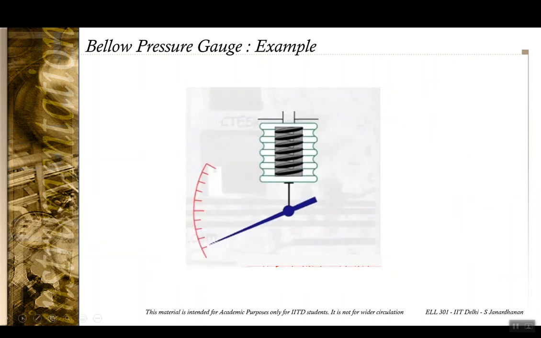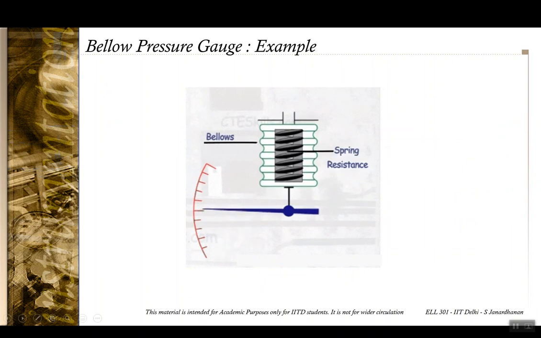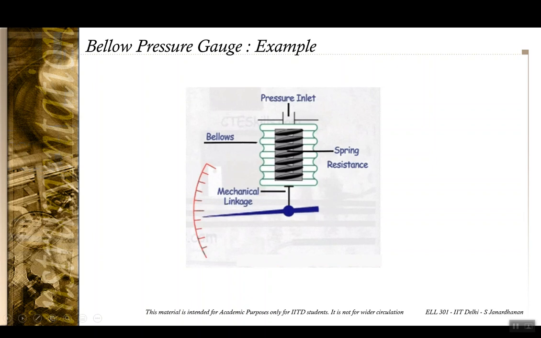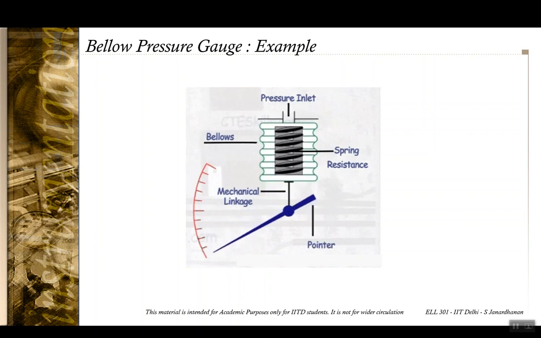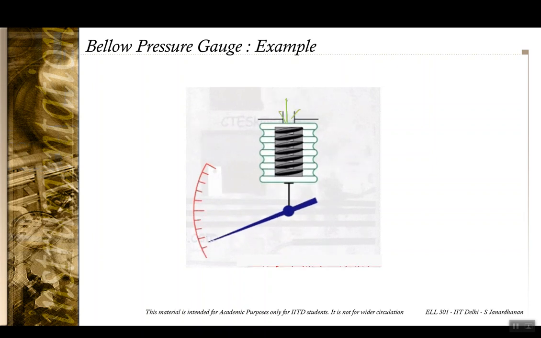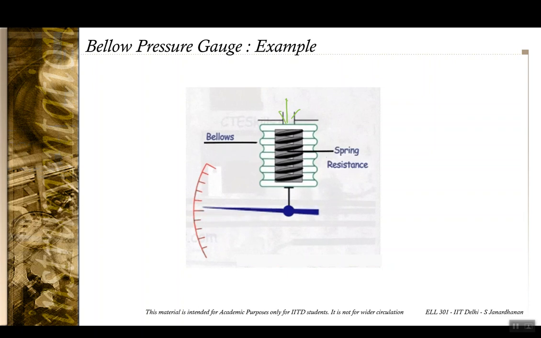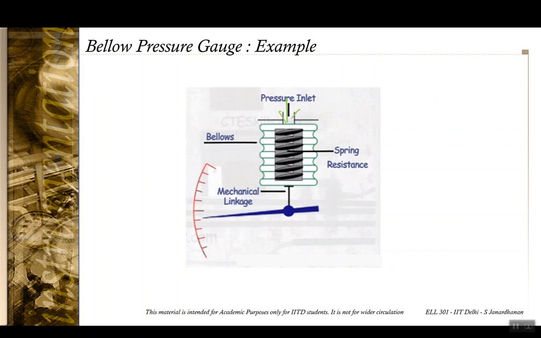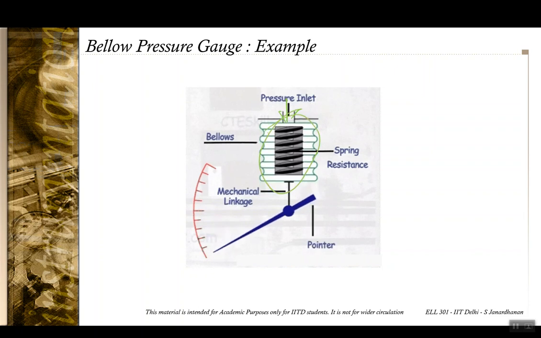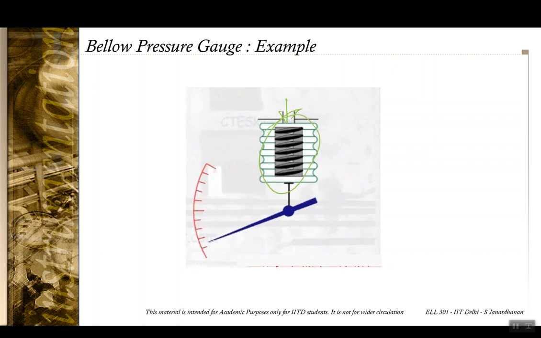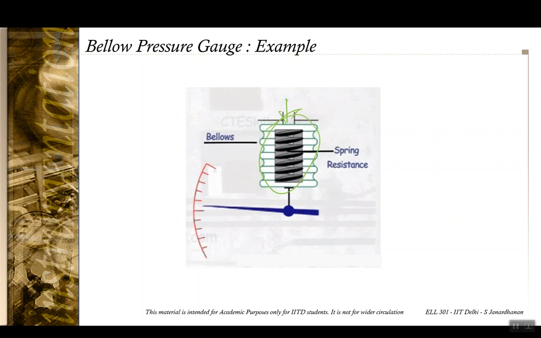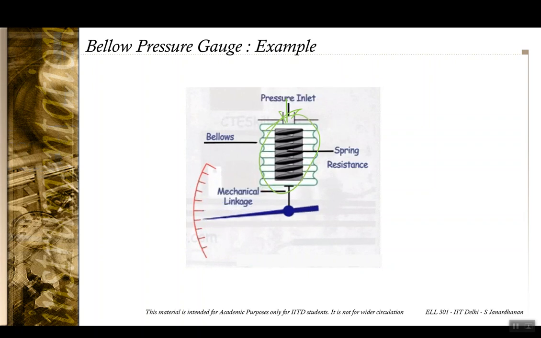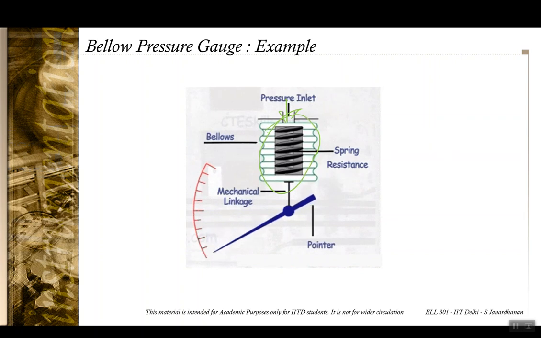Here you have a picture of a bellow based pressure gauge. As we can see, when the pressure is applied, the bellows expands, and that gives us the indication, and the control spring gives the counteracting torque, so that the pointer goes and stops at the appropriate reading.